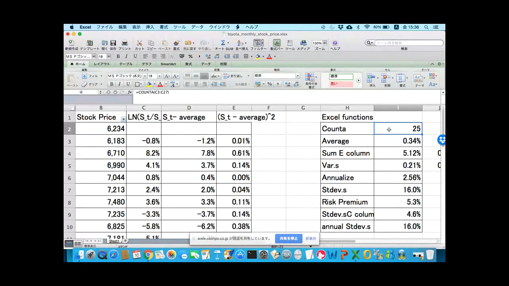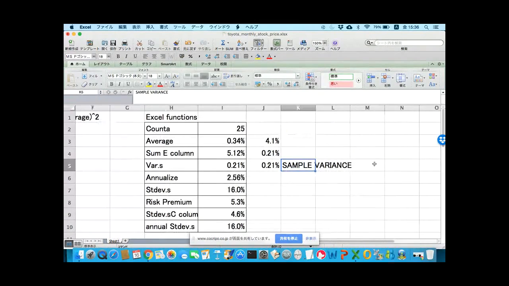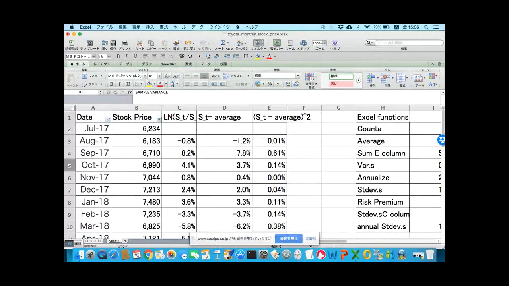Risk premium, you might recall, is 1/3 of the standard deviation. So next, we need to get the standard deviation. But to get a standard deviation, we need to calculate the variance first. Sample variance first. So what's sample variance?